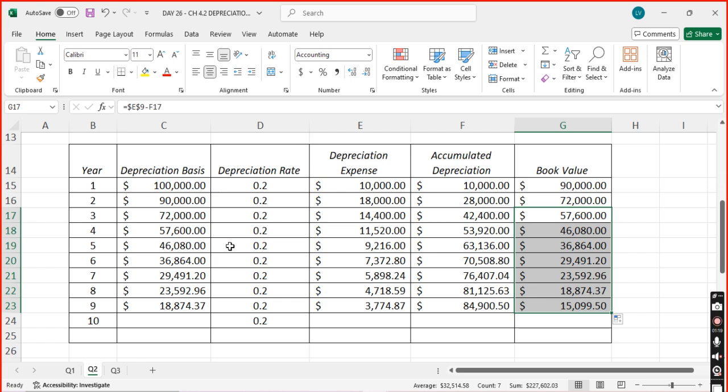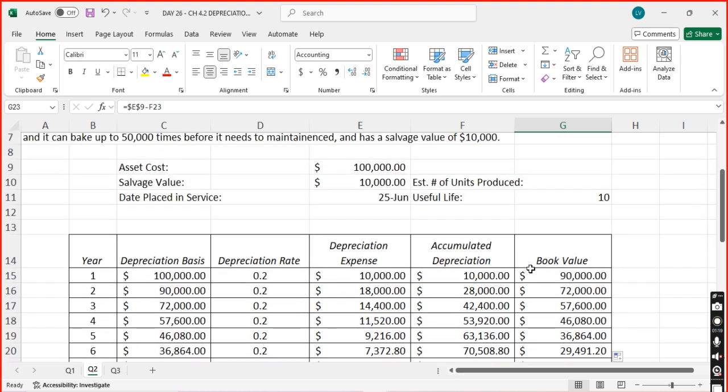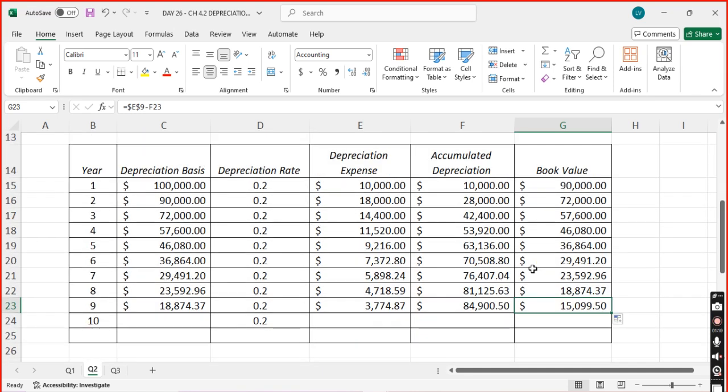number is going to give you even more odd numbers. So that's what I did. If you didn't do that in the very beginning, go back and do it because you will have rounding issues. Okay, so therefore, I end with year 9 with $15,099.50. So can I continue and keep going for another year?